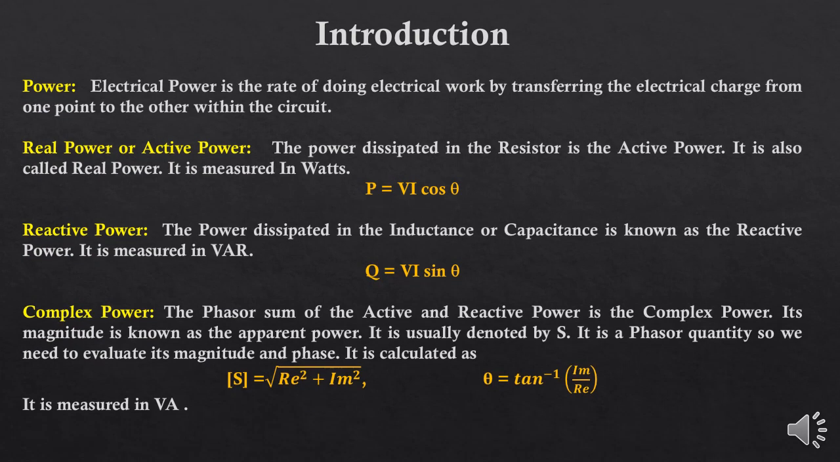First, what is power? Electrical power is the rate of doing electrical work by transferring the electrical charge from one point to another within a circuit. There are three types of power that you are going to study in this lab. First is real power or active power. It is the power which is dissipated in the resistor. It is also called real power. It is measured in watts. It is denoted by P, which is real power, and is equal to VI cos of theta.